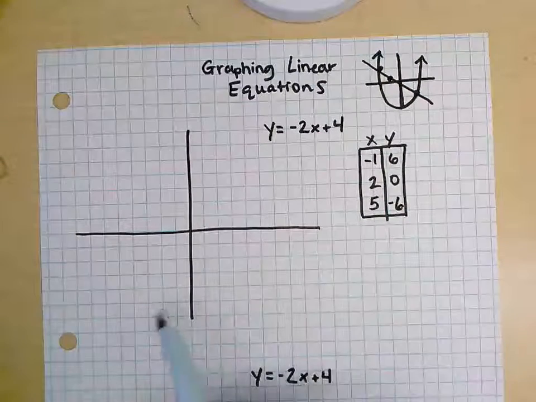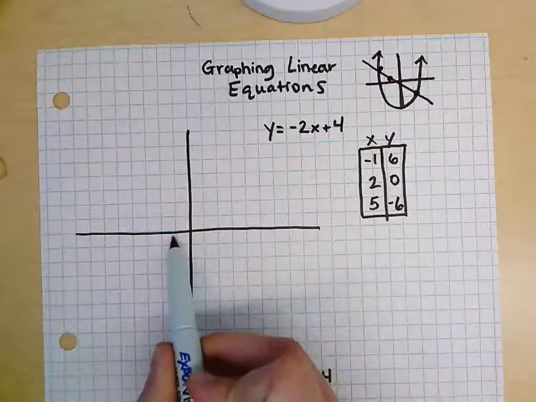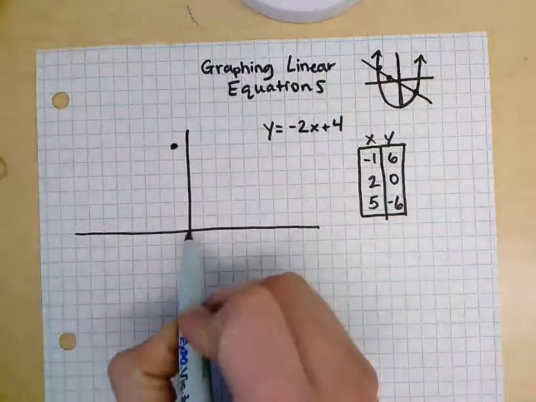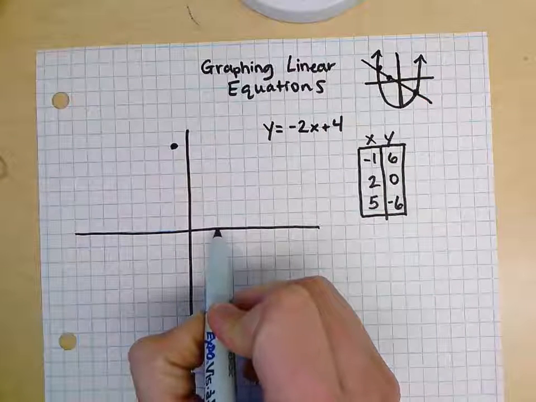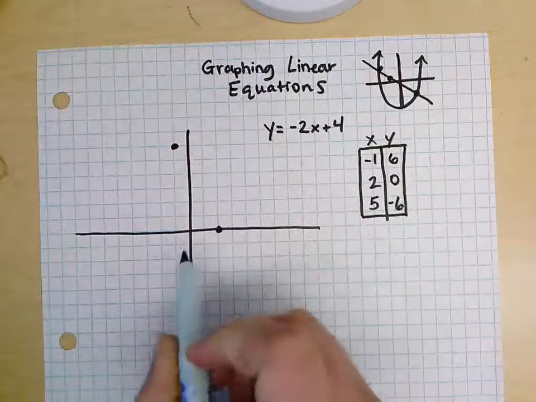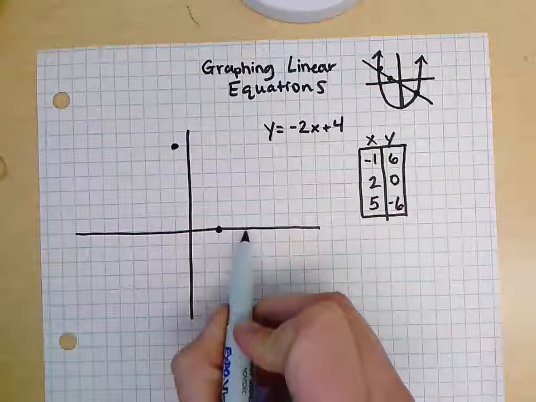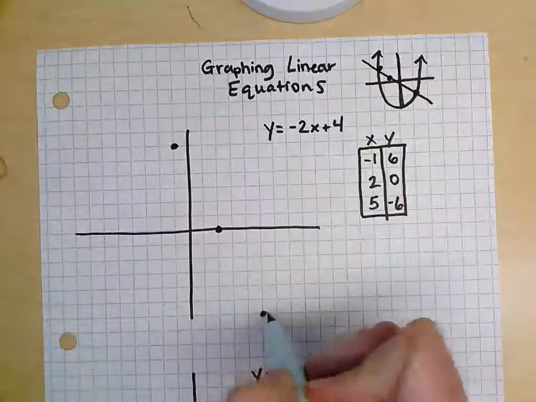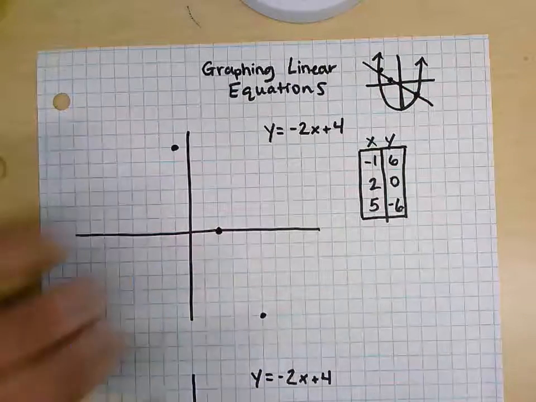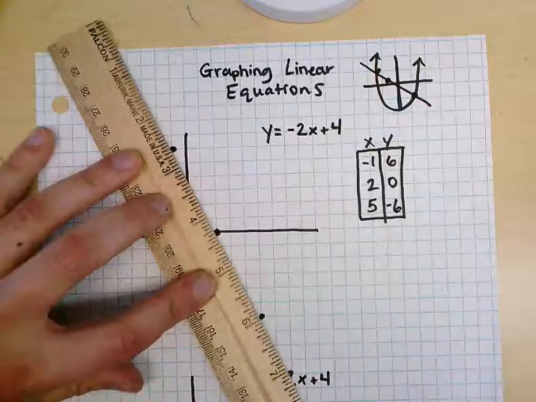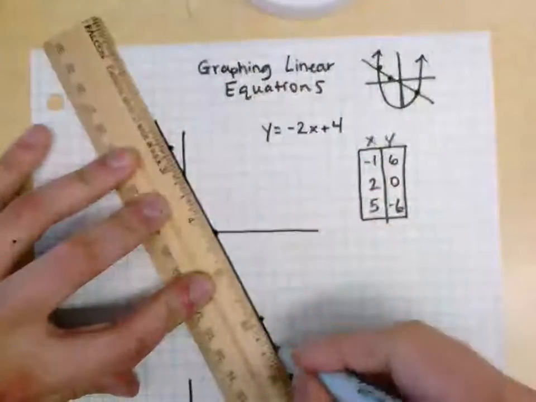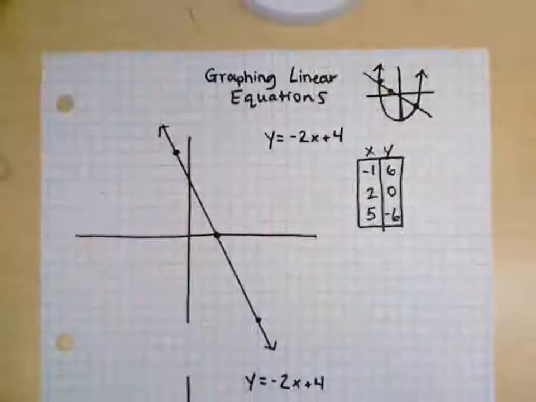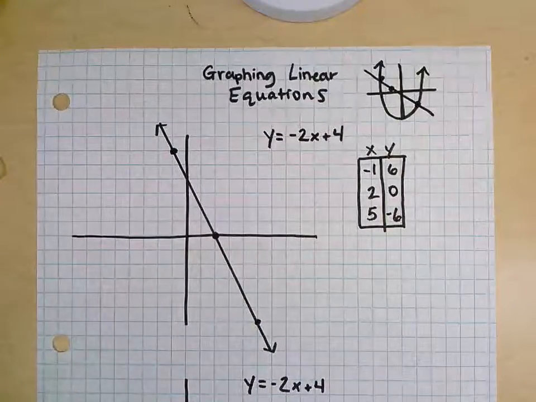So using these 3 points, now I can plot these. Negative 1 and 6: 1, 2, 3, 4, 5, 6 is one of my points. 2 and 0, so 1, 2, and 0 stays right here. And then 5 and negative 6: 1, 2, 3, 4, 5, and negative 6. Now using a straight edge, I can connect these points together to graph my linear equation. Okay, didn't quite do it perfectly, but it's pretty close. So that's one method we can use.